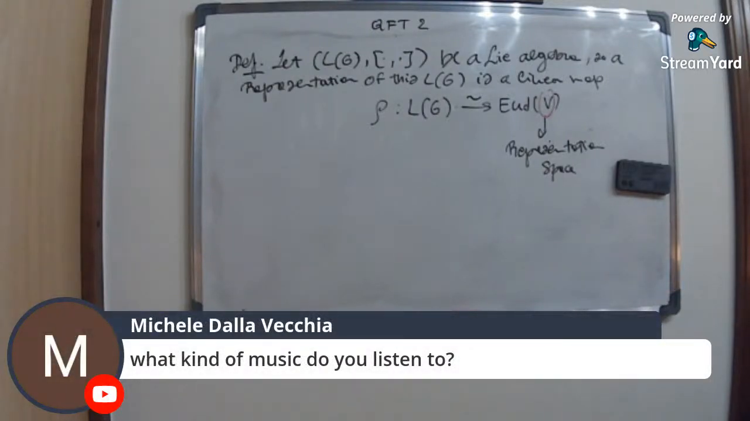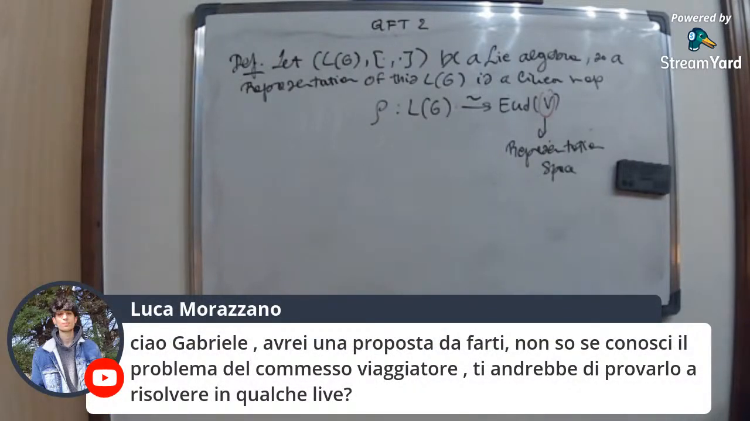What kind of music do you listen to? I love classical music, for example Ludwig van Beethoven, Chopin, Mozart, Liszt. So I like listening to this kind of music. No, I don't know it, so I'm going to search for it after the live.